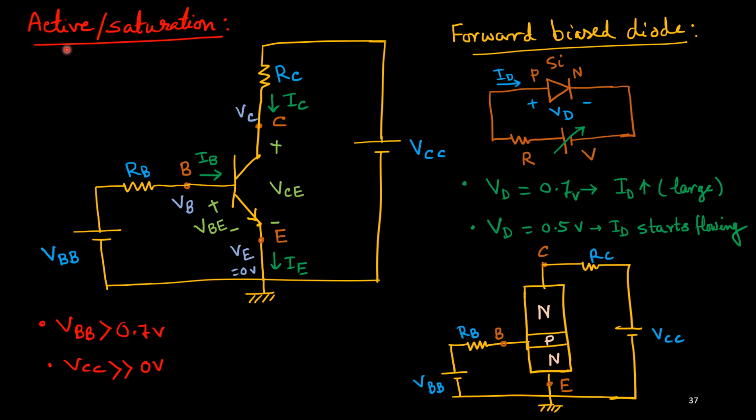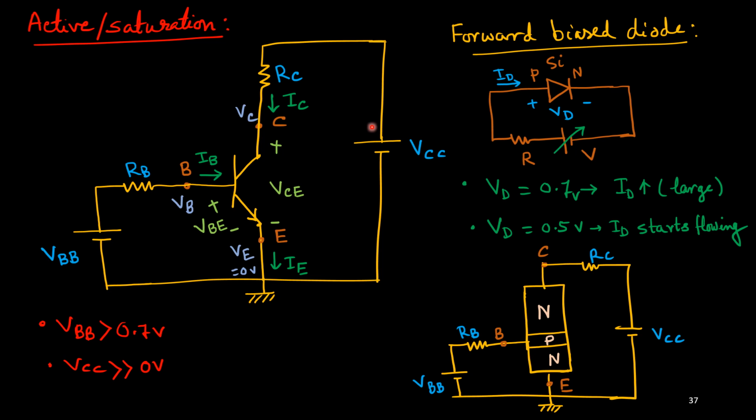Now we'll consider active and saturation region, both simultaneously. For that, this VBB should be at least more than 0.7 volt, and VCC is also sufficiently large, right? This circuit will be used for both active and saturation region. Now depending on the values of resistance RB and RC, we will get these two regions, active and saturation region. We need to understand this thing clearly.